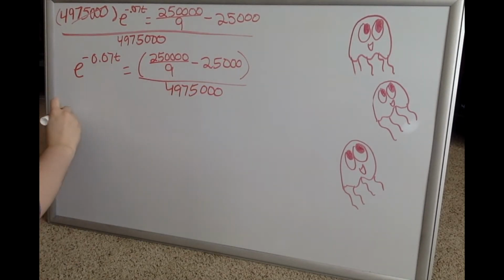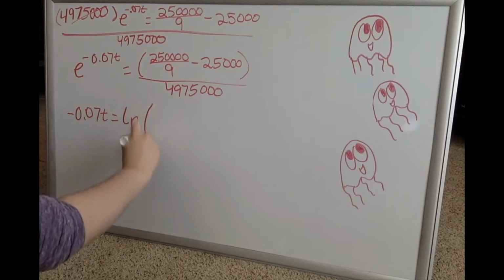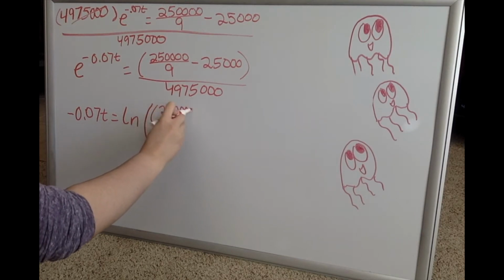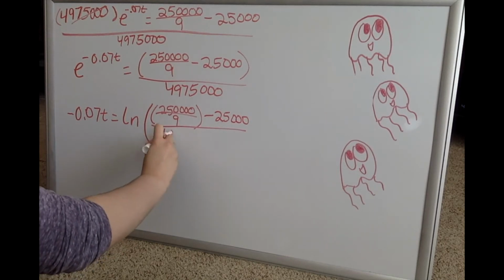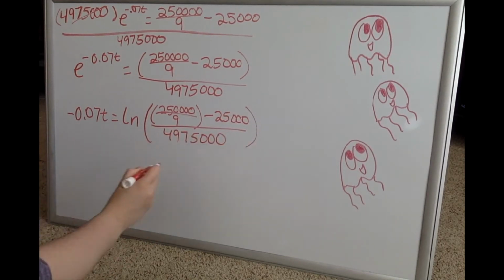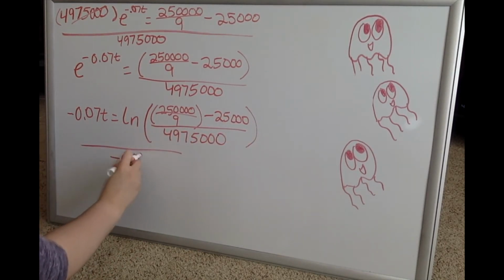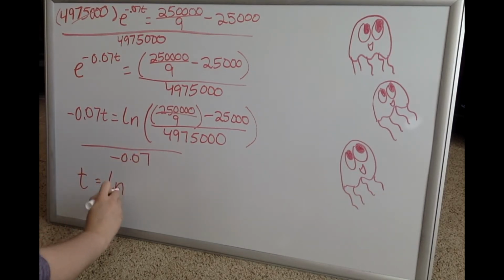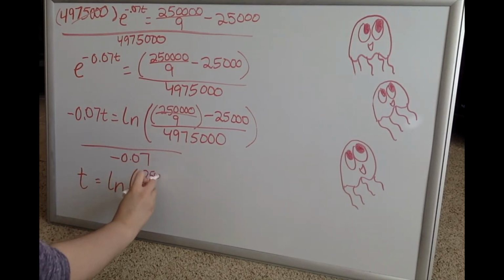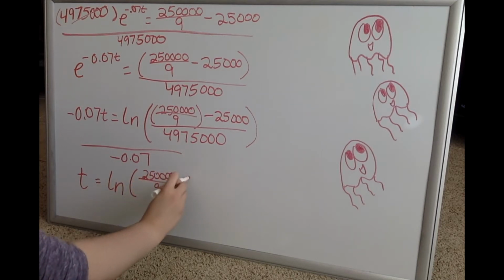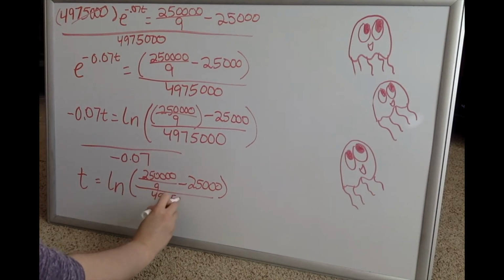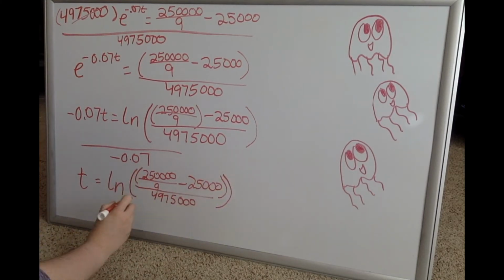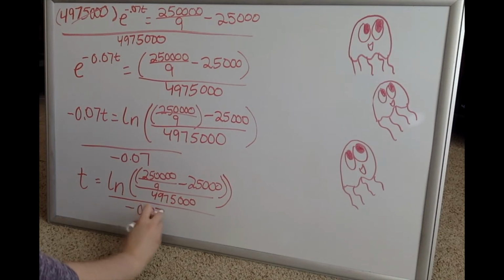To isolate t, the natural log of each side is taken, which produces negative 0.07t is equal to the natural log of the entire quantity of 25,000 over 9 minus 25,000 all over 4,975,000. To complete this, each side is divided by negative 0.07. So this makes t equal to the natural log of the entire quantity of 25,000 over 9 minus 25,000 all over 4,975,000. Then all of this is divided by the negative 0.07.